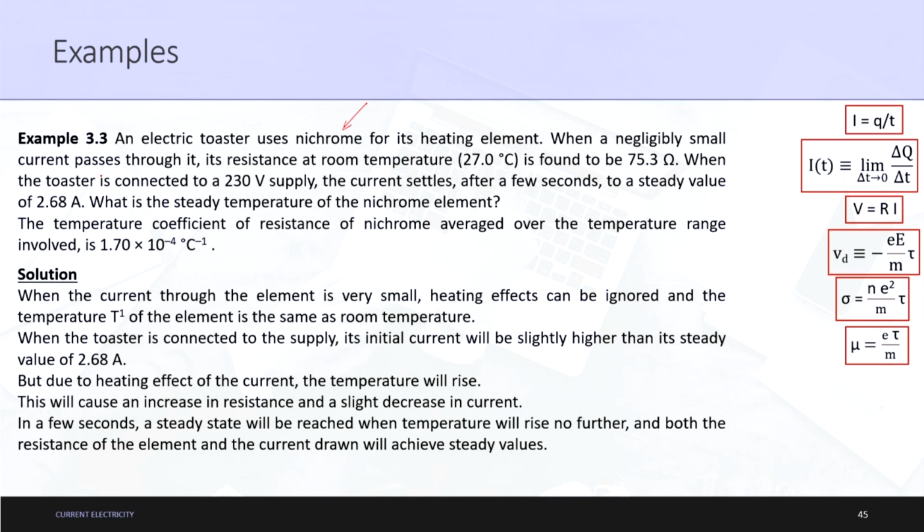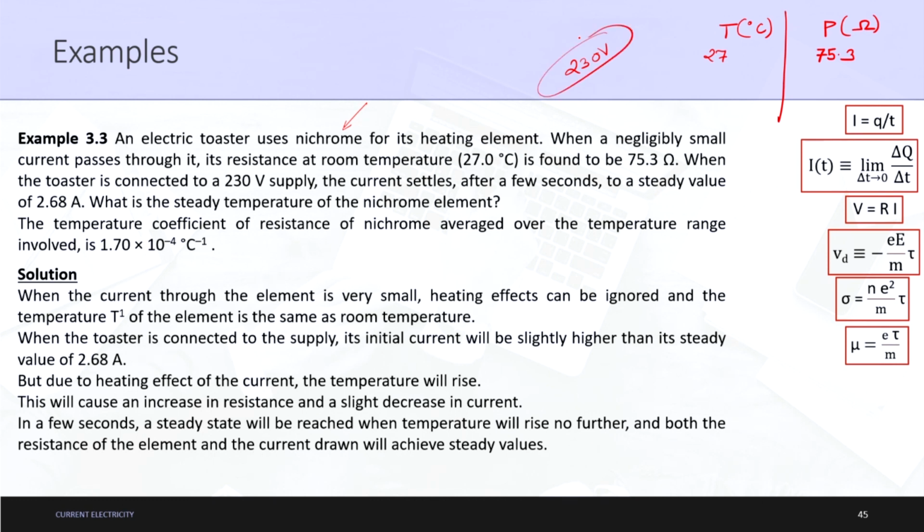When a negligibly small current passes through it, so if a small I is passing through it, its resistance at room temperature is found to be 75.3 ohms. So at T equal to 27 degrees Celsius, it is equal to 75.3 ohms. Next, when the toaster is connected to a 230 volt supply, so voltage is given to you as 230 volts. I think it is a constant value here.